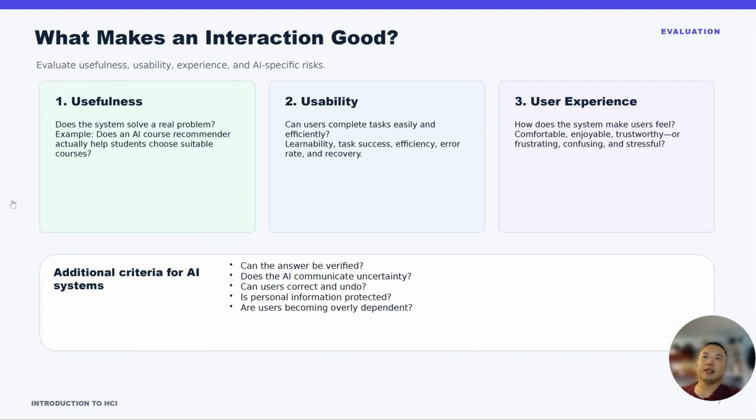Can the answer be verified? How do you trust the answer from the AI? Does the AI communicate uncertainty? Yes, AI makes hallucinations, but is the AI honest to tell you it has uncertainty? Can users correct and undo? Because some of the AI agents do the task very quickly, but some of them make mistakes. Can you undo the tasks? That's a main feature for AI agents. You have to make sure all the tasks are finished as you want.